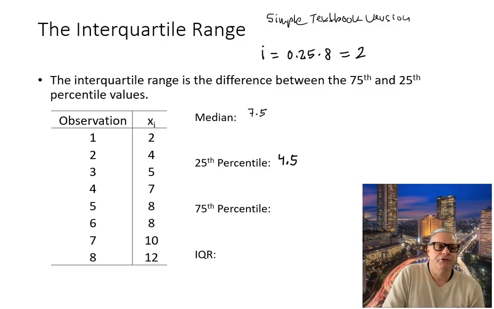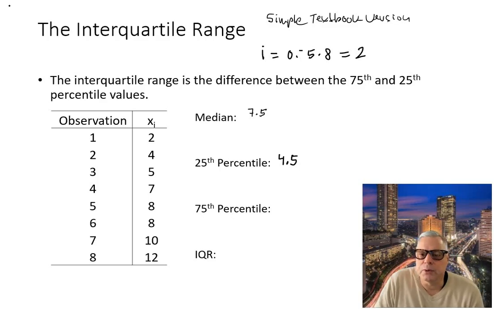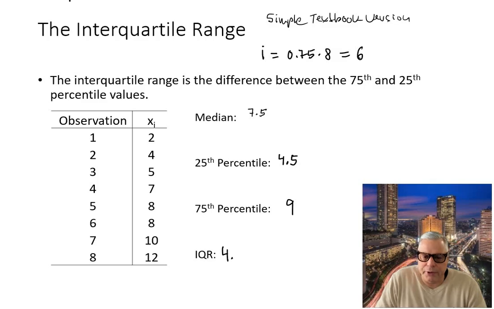Now the 75th percentile. So now we have to do 0.75 times 8, and that is 6. Again, another integer, so we have to take the midpoint between the 6th and the 7th, so between 8 and 10, so that is 9. So now the interquartile range is the value of the 75th percentile minus the value of the 25th percentile, which would be 4.5.